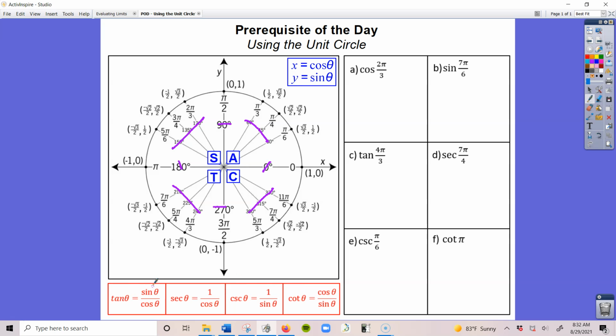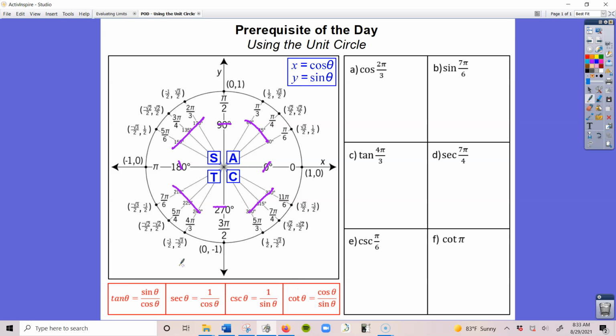Tangent is equal to the sine divided by cosine. So since we have the coordinates, in order to find tangent, we would divide the y over the x, since y is sine and x is cosine. Secant is the reciprocal of cosine. So whatever the cosine value is, just flip it. Same thing goes for cosecant. Cosecant is the reciprocal of sine. So whatever the sine value is, you flip it.